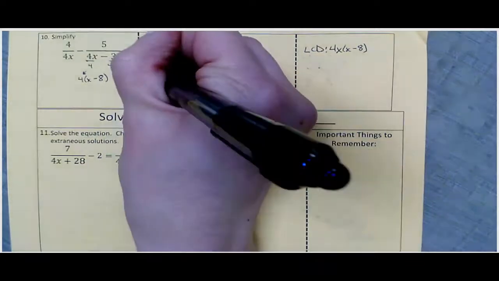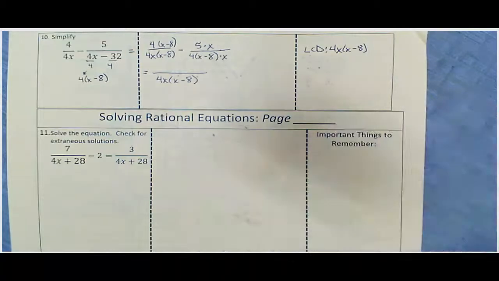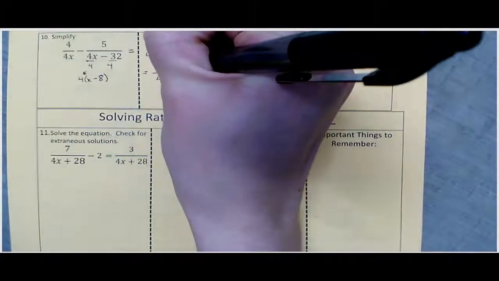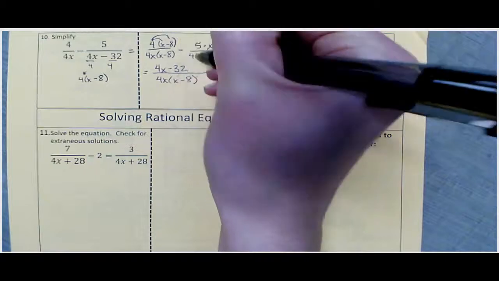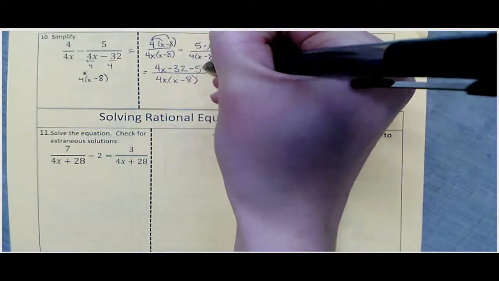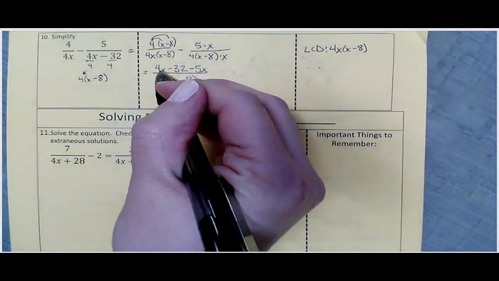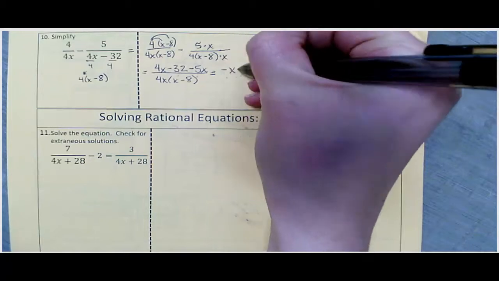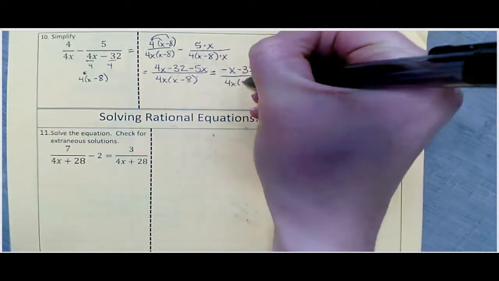So now I'm allowed to rewrite this with a single common denominator of 4x times x minus 8. And I need to write the top. So 4 times x is 4x. 4 times negative 8 is negative 32. And then minus 5x. If I see like terms, then I should combine them. So I see I have 4x minus 5x. That's going to be a negative 1x. Still have my minus 32, and I still have my denominator of 4x times x minus 8.